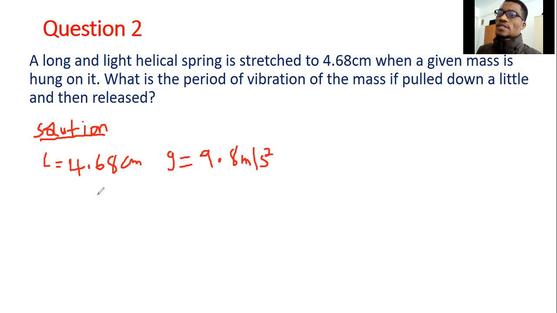Then we are looking for our time period. We don't have the time period, so we need to find it. It's missing, so we need to find it. So what formula are we going to use to do this?